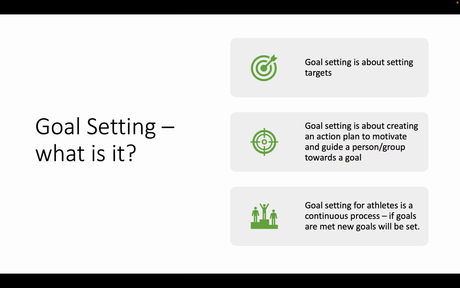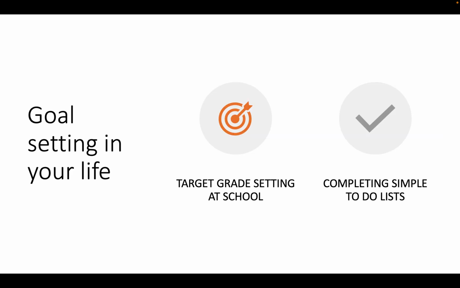So first things first, what is goal setting? Well, goal setting is all about setting targets, and performers will use these to help try and motivate or guide themselves towards a particular goal or target. For you, as a student of higher PE, this is going to be an ongoing process. If your goals are met, then you will set new, harder targets, and if your goals are not being met, if they are too difficult, then we're going to make some changes.